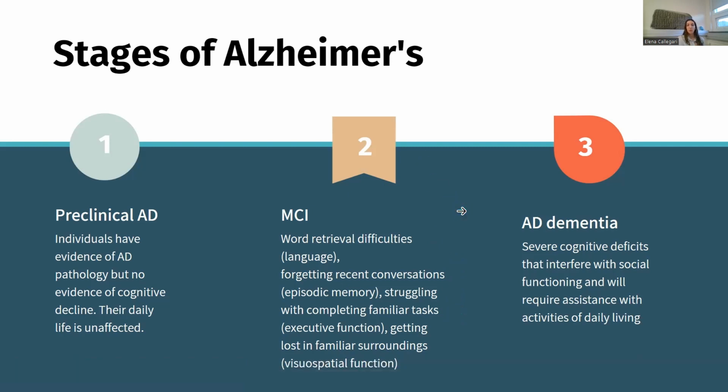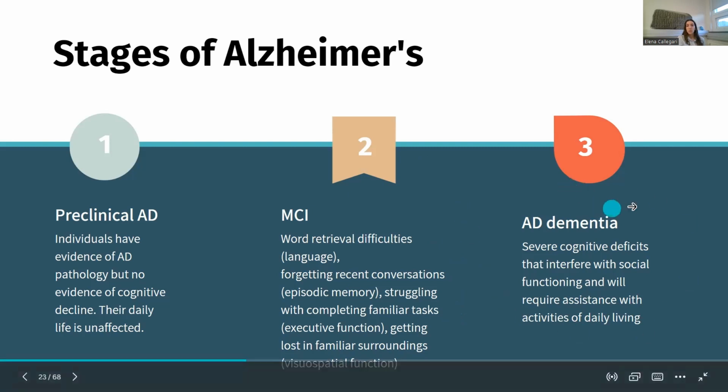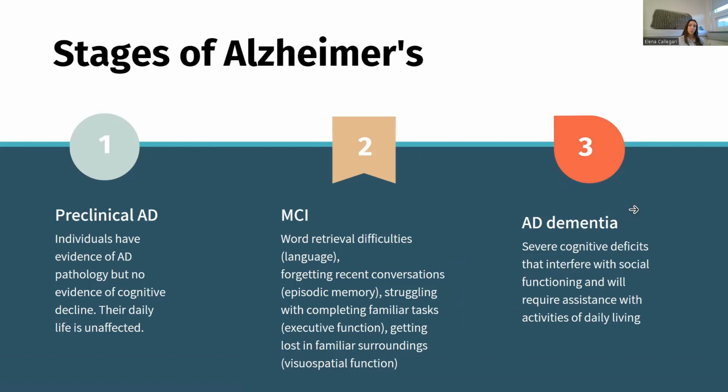And then Alzheimer's dementia, and this comprises mild dementia, moderate dementia, and severe dementia, is when you've got severe cognitive deficits, and these deficits are so bad that they interfere with social functioning, and sadly generally require the assistance of somebody that helps you with day-to-day activity.